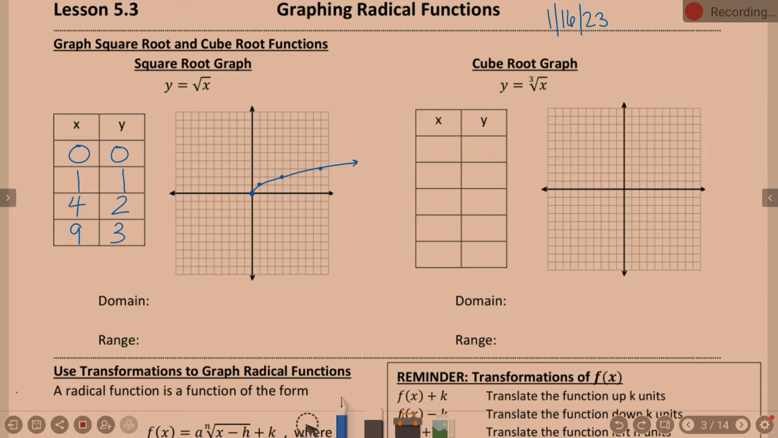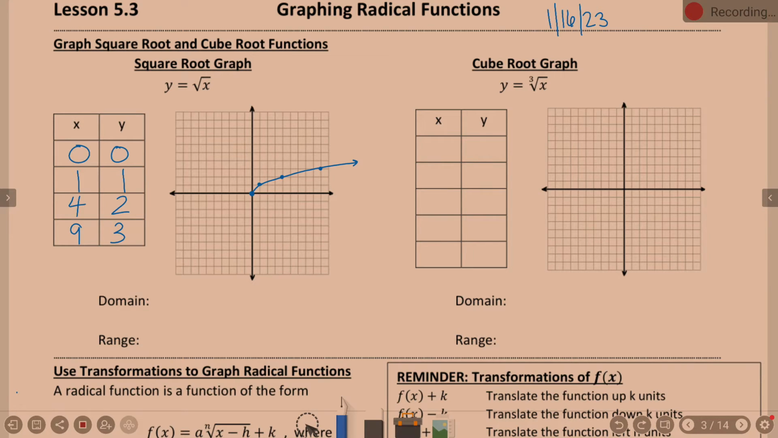So you will notice that my graph is never going to go to the left of 0 if it's just square root of x. Okay, prepping you for some questions, you'll see. Domain and range. What is the domain of the square root graph? And what do I mean domain?